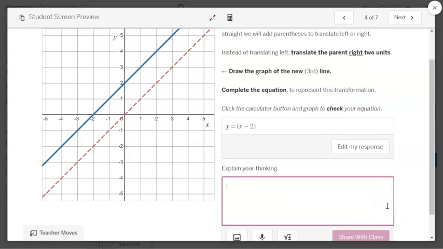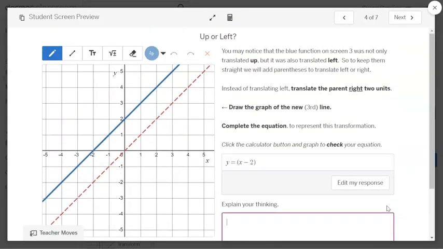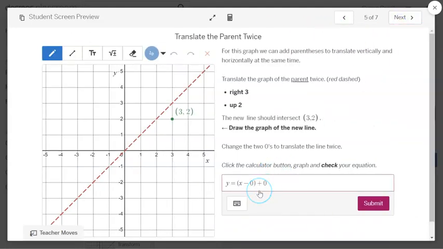So let them know it serves a purpose, and we're going to see that very soon on the next screen. When they get to the next screen, we're going to translate both right 3 and up 2. So you'll notice the form I'm giving them. Well, to go right, we're going to use the parentheses, and to go up, we're going to put the number outside like we always do. So this will translate the line right 3 and up 2.